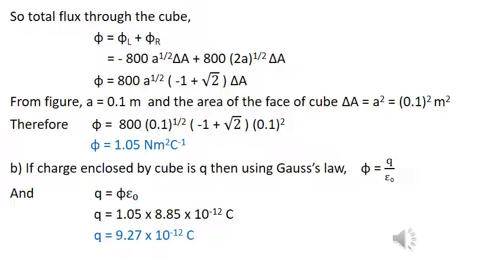In the second part, we will use Gauss law to find out the total charge enclosed by the cube. According to Gauss law, phi is equal to q by epsilon naught, or q is equal to phi epsilon naught. By putting the value of phi and epsilon naught, we get the total charge q is equal to 9.27 into 10 to the power minus 12 coulomb, which is the answer of part B.